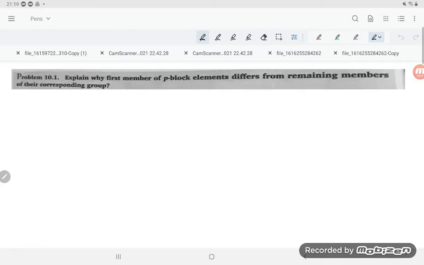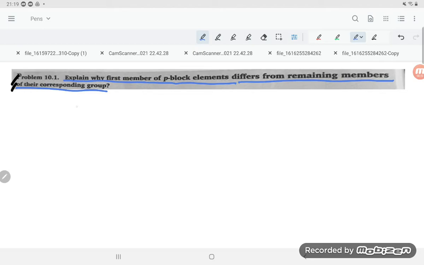Hello students, let us see problem number 10.1 from the group 13 elements. What the problem is saying, students: explain why the first member of P block elements differ from the remaining members of their corresponding group.